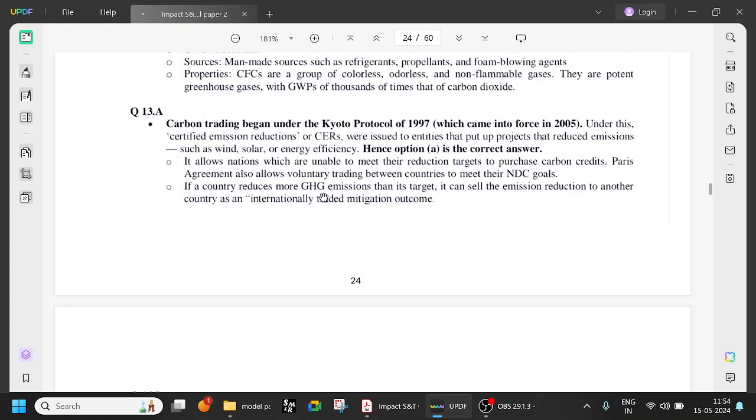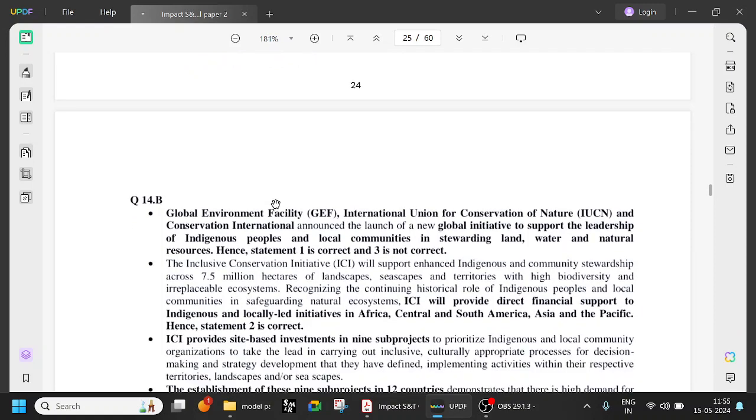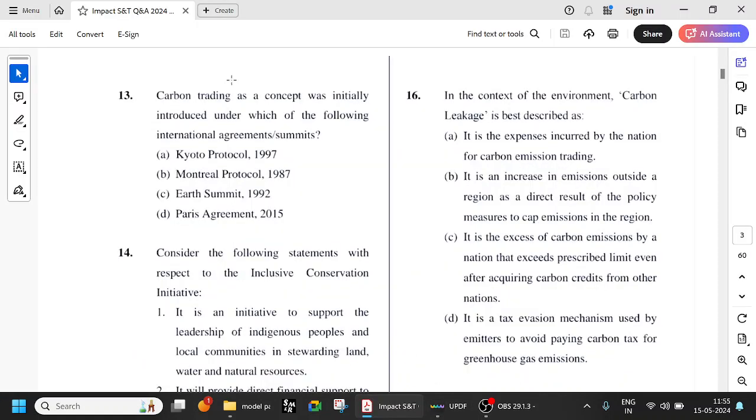If a country reduces more greenhouse gas emissions than its target, then it can sell the emission reduction to another country. Because, as I said already, many countries like India cannot afford to cut down on coal production suddenly, because we have a huge population and huge demand. So we can go and buy this from some other country which is able to do that. So the idea is that somewhere at least in the whole earth, greenhouse gas emissions are being reduced. So carbon trading is a concept under the Kyoto Protocol 1997. Carbon trading and reduction of greenhouse gases, all that comes under the Kyoto Protocol. Try to remember: Montreal is ozone, and Paris Agreement is limiting the global temperature.